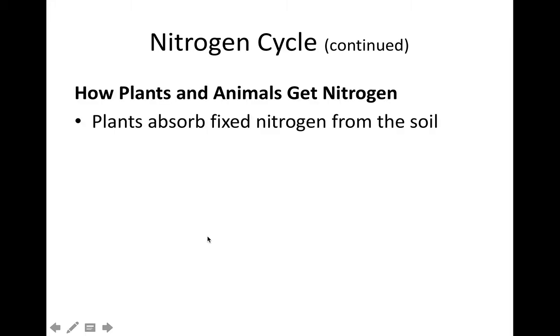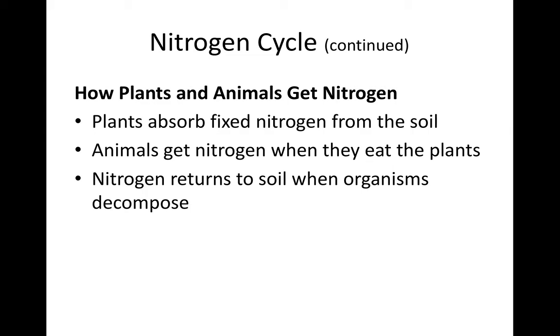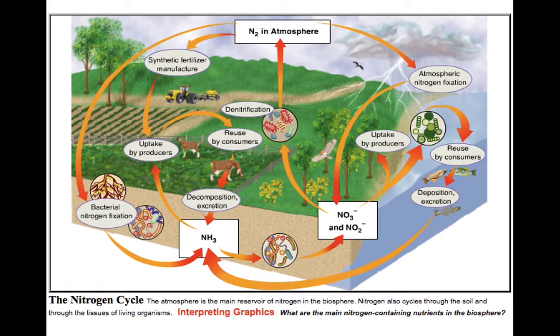Once the nitrogen is in a much more useful form, plants absorb the nitrogen from the soil, and then it's in the food web. Animals eat the plants and they get the nitrogen, and it moves through the food web. Nitrogen returns to the soil when organisms are decomposed by decomposers. Okay, so eventually the nitrogen is going to end back up in the air as nitrogen.